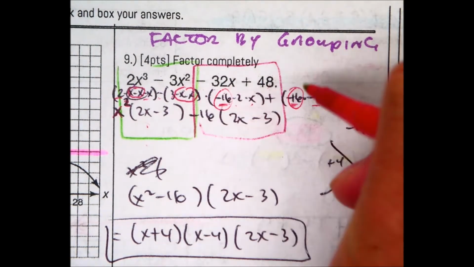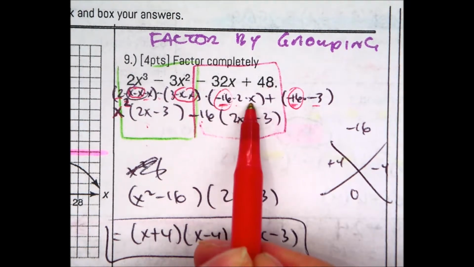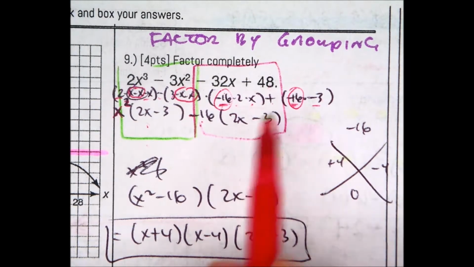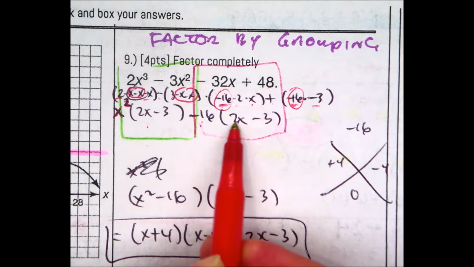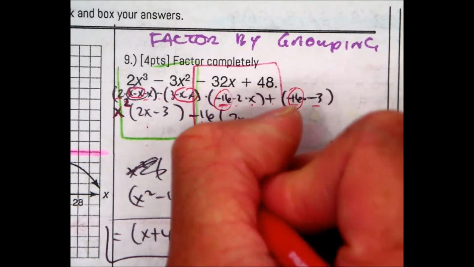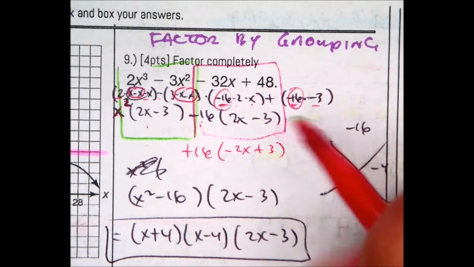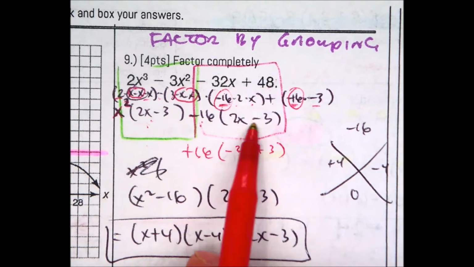A negative 16. There's my greatest common factor. What's left? 2x plus a negative 3, or 2x minus 3. For the student who thought it was 16, you can't have negative 2x here, right? That was the common mistake. If you thought it was plus 16, if you distribute, although that does give you negative 32x plus 48, these are not exactly the same.